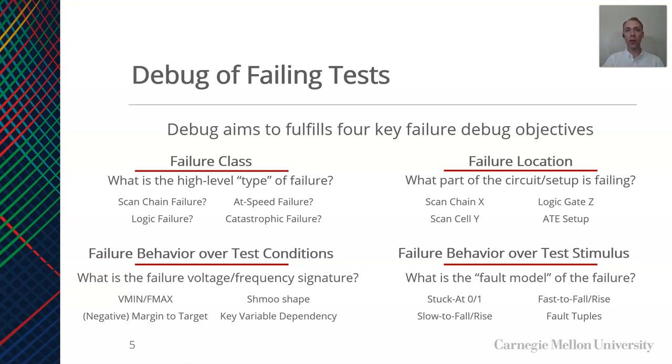Third, we would like to know how the failure behavior changes over test conditions. This objective describes the way in which environment parameters like voltage or frequency impact the way the failure behaves. Lastly, the failure behavior over test stimulus will also be helpful for debug. This objective typically targets a fault model description of the failure.